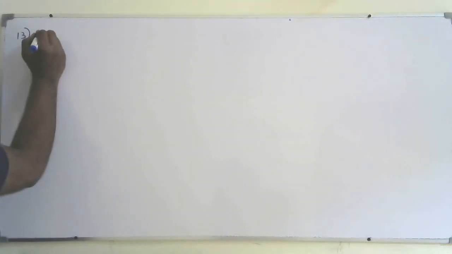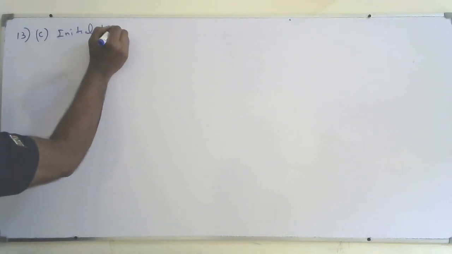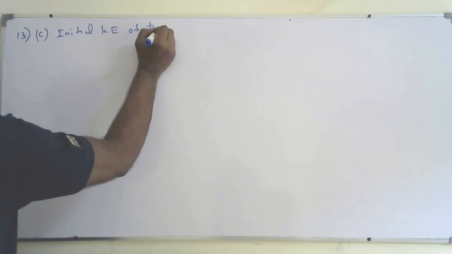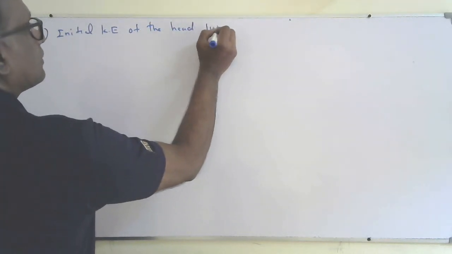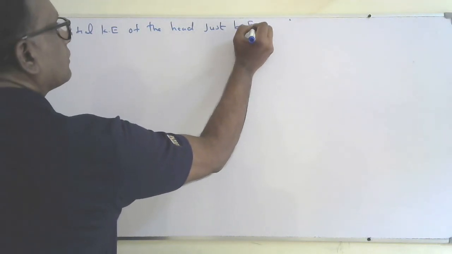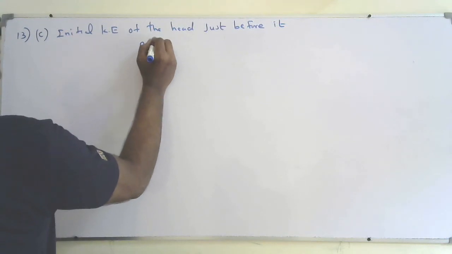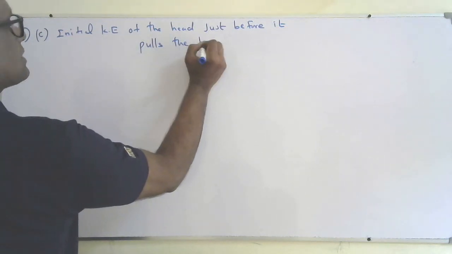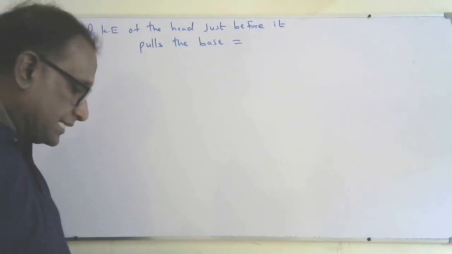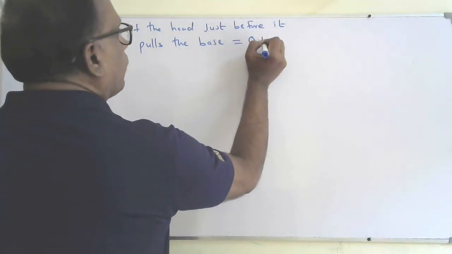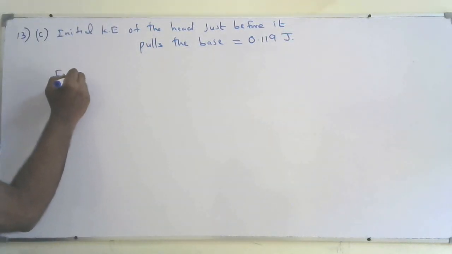So I can say, C part: initial kinetic energy of the head just before it pulls the base. We already found it, that is equal to elastic potential energy stored in the spring, that is 0.119 joules.